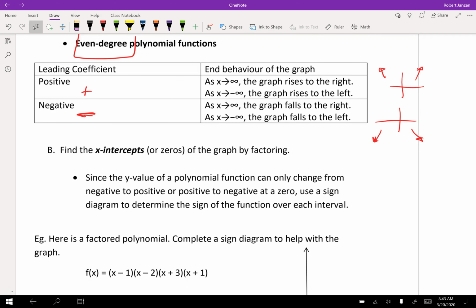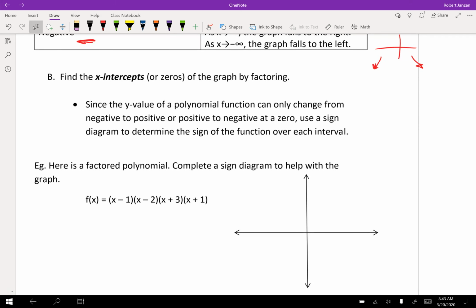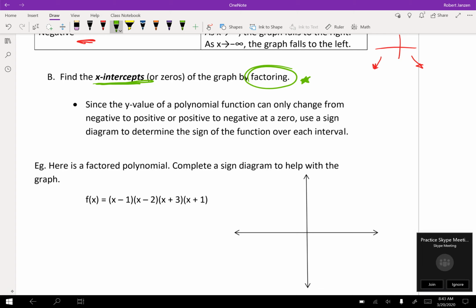All right, next, the x-intercepts. This is what we started the unit off with. You need to be able to factor so you can find the x-intercepts. Just like you needed the x-intercepts in the parabola, we're going to need them in all these polynomials. This is what we spent the beginning of the unit working on. Important for us to remember how to do that.